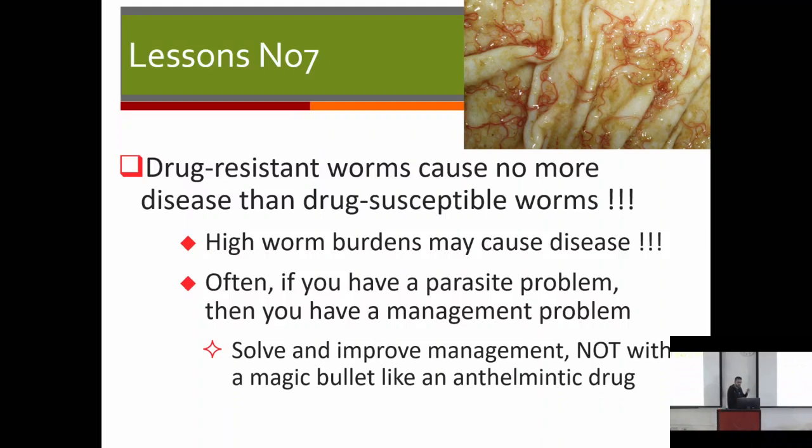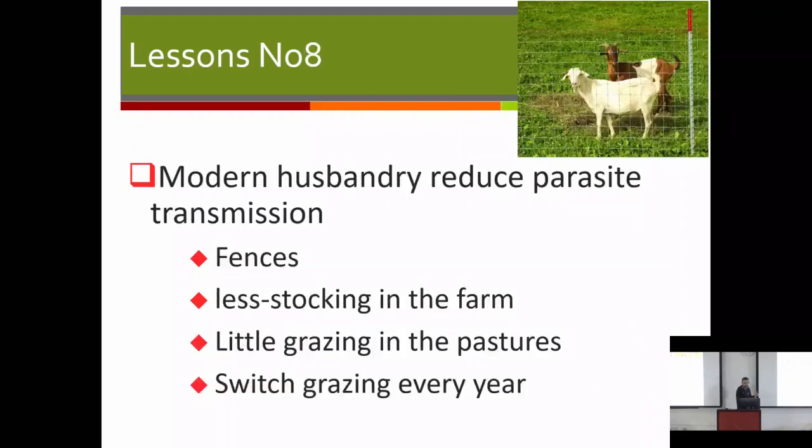So if you have a parasite problem, you have to manage this problem with farm management, improve the farm management, but you should not go directly to the anthelmintic drugs like a magic bullet and just treat the animal. So first think about the management practices. We'll talk about this in more detail in the next half. In the modern farming system, how can you reduce the transmission of the parasite?